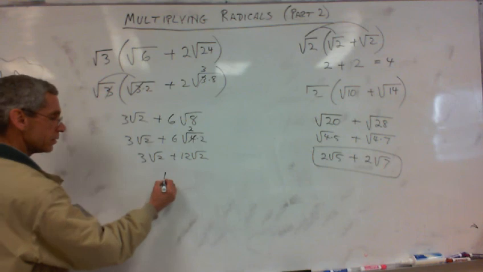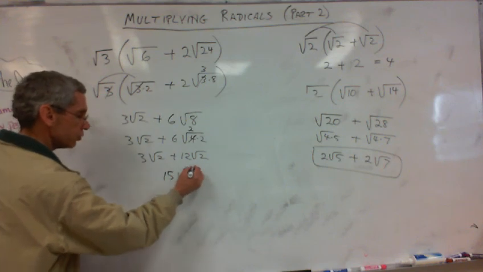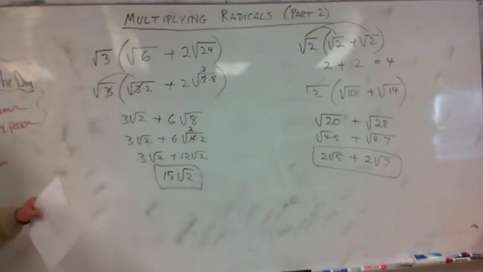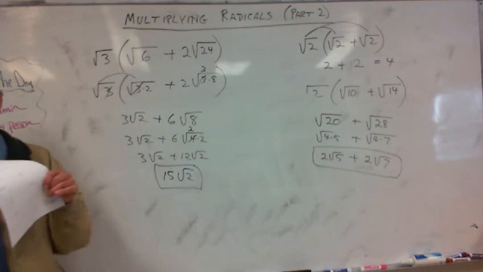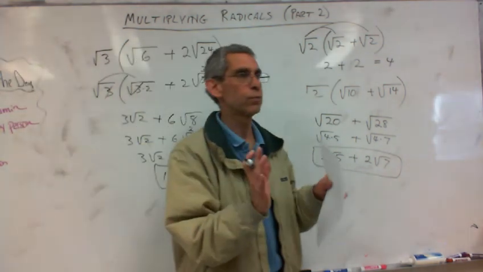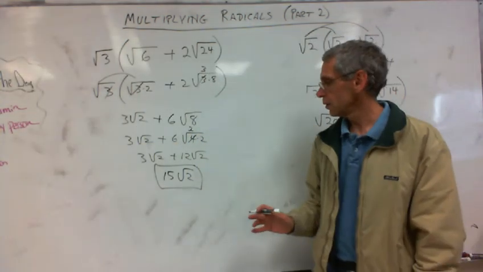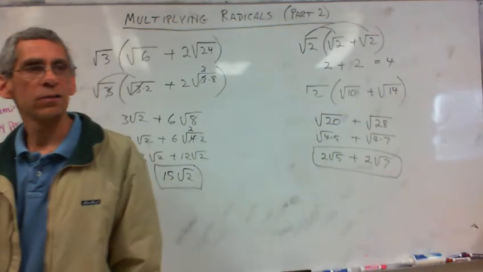15. Yes. So it's the 15 square root of 2s. Right? You have 15 of them. Square root of 2 plus the square root of 2 plus square root of 2 plus square root of 2 plus square root of 2 plus square root of 2. Right? So, is this making sense, you guys?